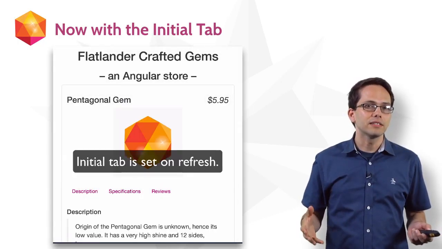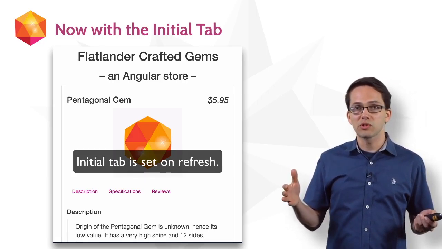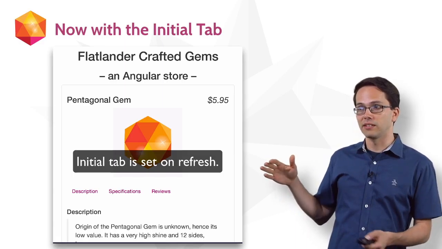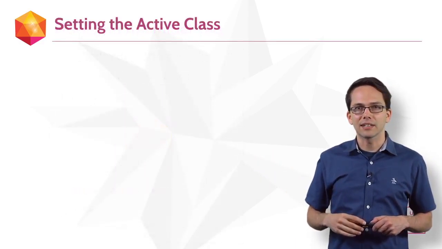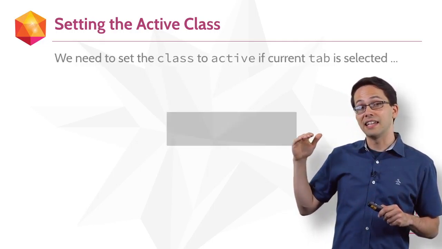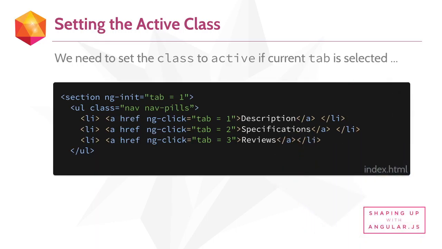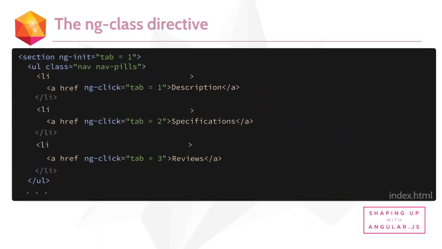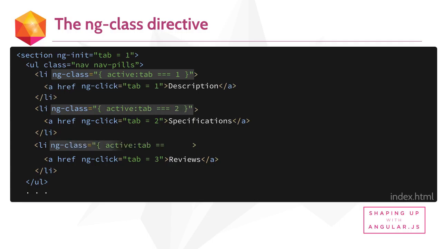But wouldn't it be nice to show which tab is active? And in fact, Bootstrap has classes so that the right tab gets highlighted. How might we detect which tab is active and then add a class to the appropriate tab? To do this, big surprise, we need to use a new directive, the ngClass directive, which takes a bunch of arguments, but we're going to send in an object.